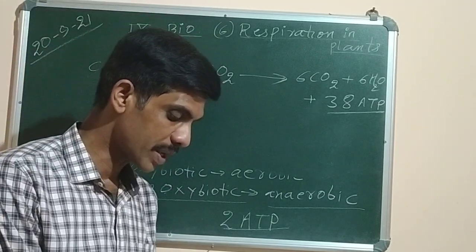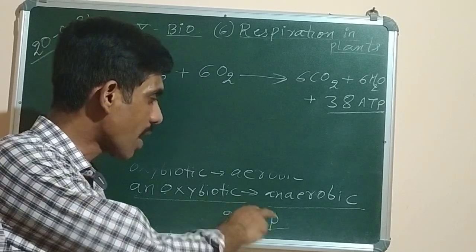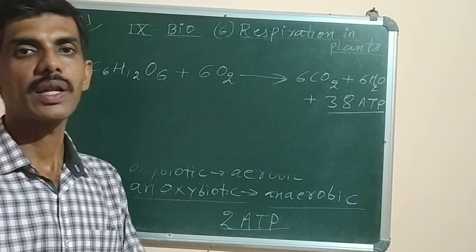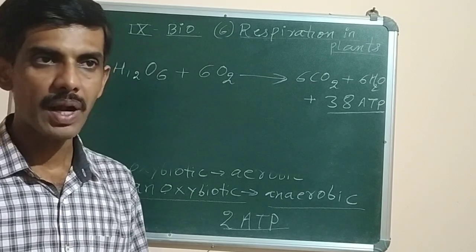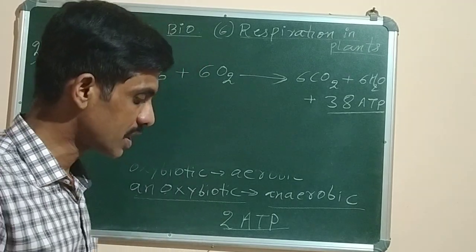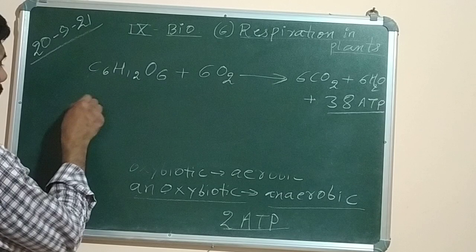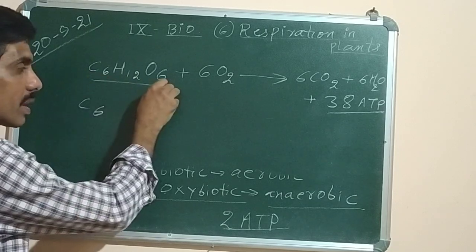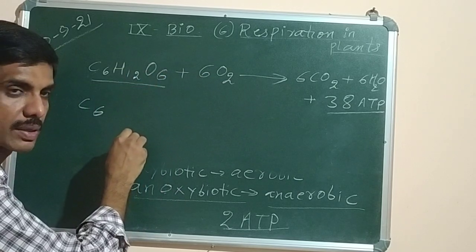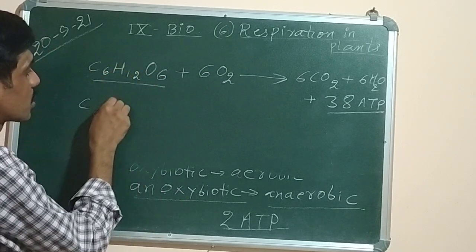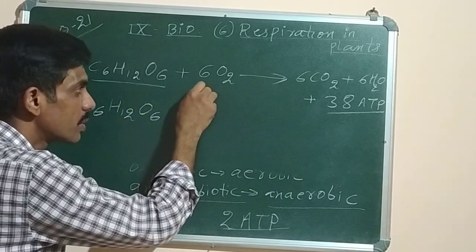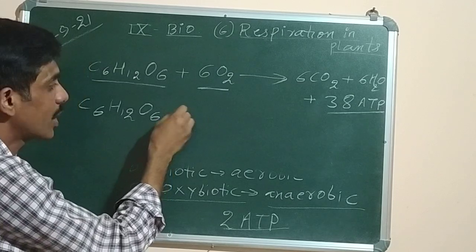Now anaerobic respiration, also called anoxybiotic respiration, occurs in the absence of oxygen, and generally it is found in our skeletal muscle cells. In plants also they respire anaerobically, and the equation for anaerobic respiration is C6. The substrate is the same. What is the meaning of substrate? The substance on which respiration occurs. So the substrate is the same, that is glucose, C6H12O6. Now we do not need to write 6O2 here in case of anaerobic respiration.